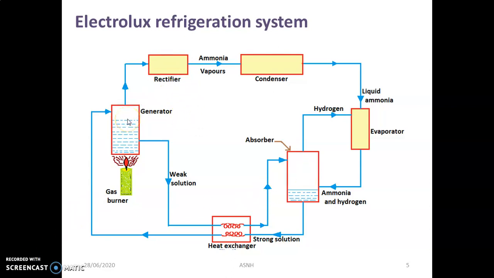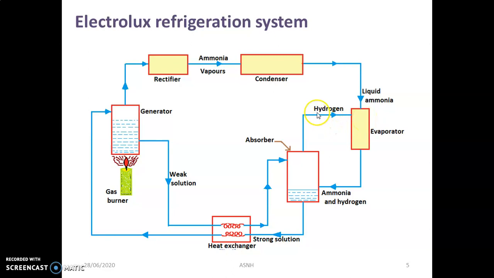The ammonia in the form of vapor enters the condenser through the rectifier. The rectifier is used to remove the moisture content from the vapor refrigerant, that is, the ammonia. In the condenser, the latent heat of condensation is released and the phase changes from vapor to liquid refrigerant, that is, ammonia is converted from vapor form to liquid form, and that liquid ammonia enters the evaporator section.